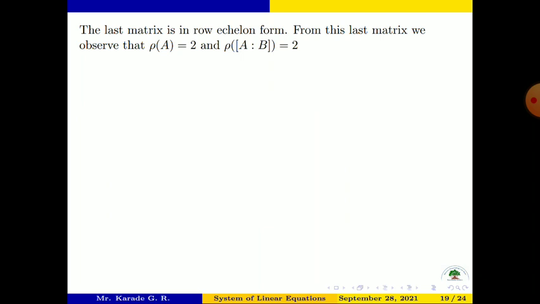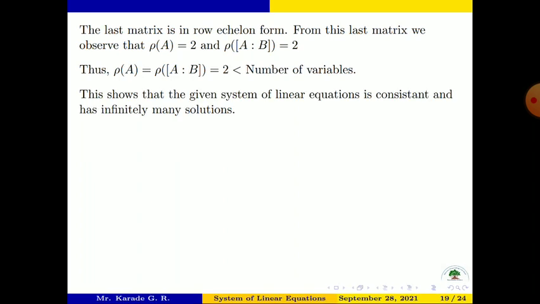Our conclusion is that the last matrix is in row echelon form. From this last matrix we observe that rank of A is 2, rank of augmented matrix AB is 2, and the same rank 2 is strictly less than the number of variables, because the number of variables are 3. Which are these 3 variables? X, y and z. This shows that the given system of linear equations is consistent and has infinitely many solutions.